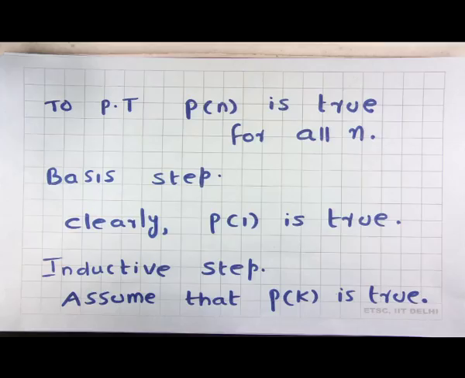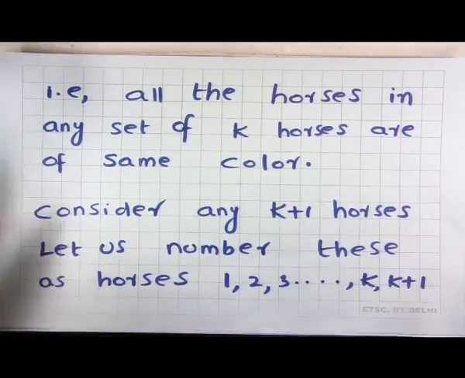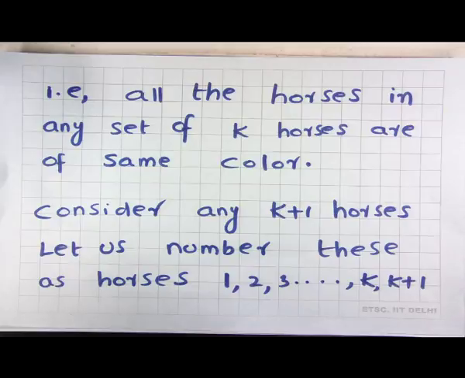Assume that P(k) is true. To be explicit, our assumption is that all the horses in any set of k horses are of the same color. Take any set of k horses that are of the same color. This is our assumption. Now, let us try to prove P(k+1).